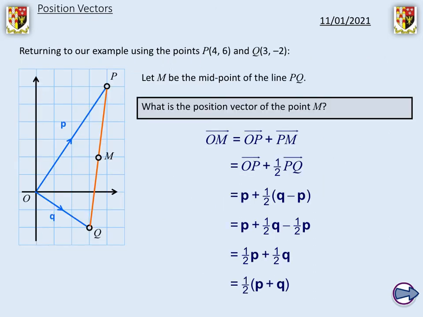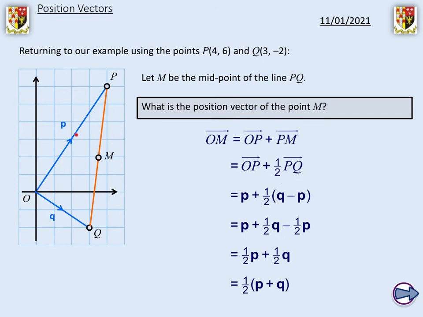Okay, so for this question here, it says we've got points P is 4, 6, and Q is 3, minus 2. It says, let M be the midpoint of the line PQ. What is the position vector of the point M? So if we're to do this, then there's actually a few different ways that we could do this. So it says O to M, so here to here. We just need to find a way to get there. So we could go from O to P, and then halfway down P to Q. So that's why it's half P to Q there.